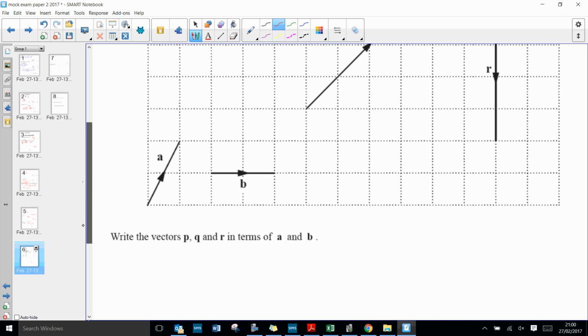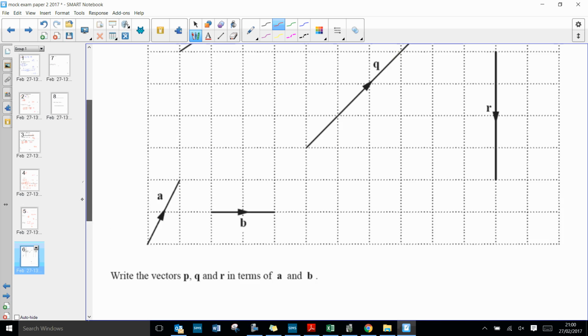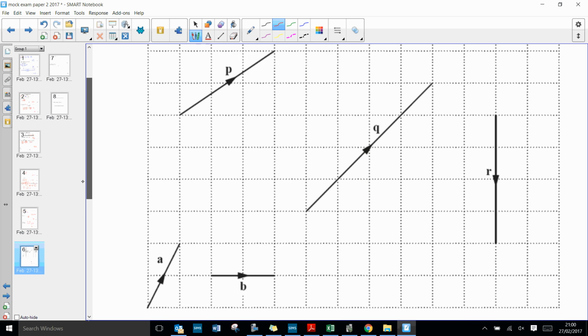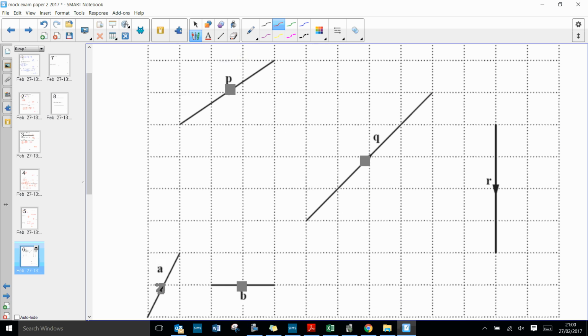Write the vectors p, q and r in terms of a and b. P. So for p to get from here to here, we need to go, well, we can go, let me try and do these colours. So if I keep A like that, so I could do that movement, and then if B is that movement, I could do that. So that would be A plus B.